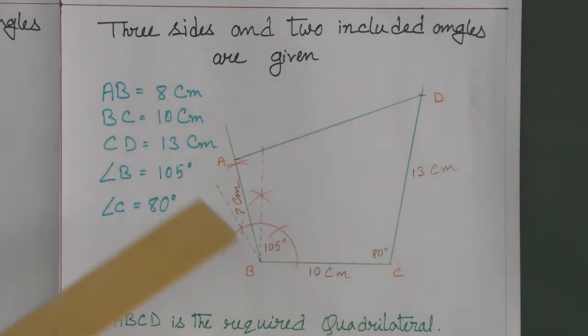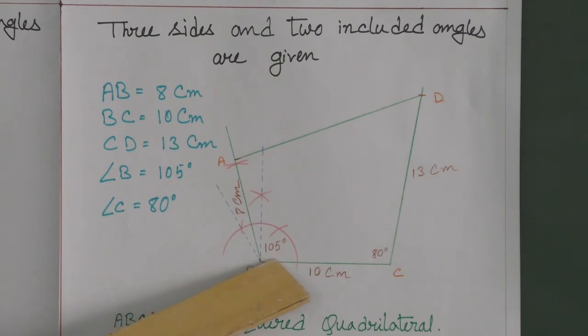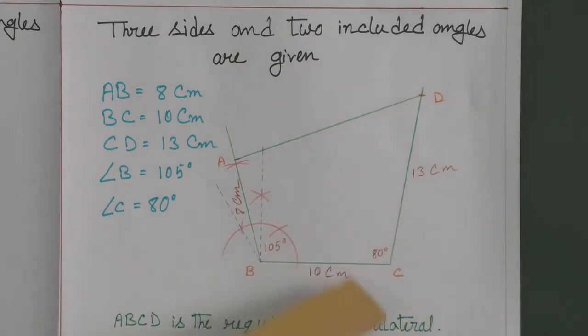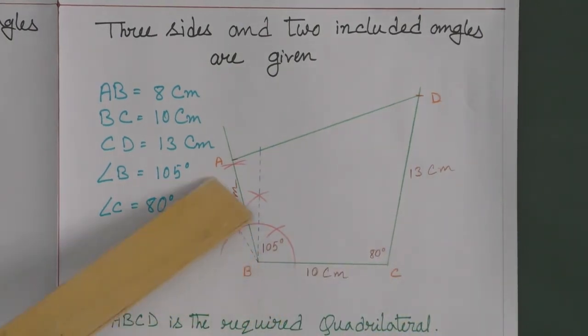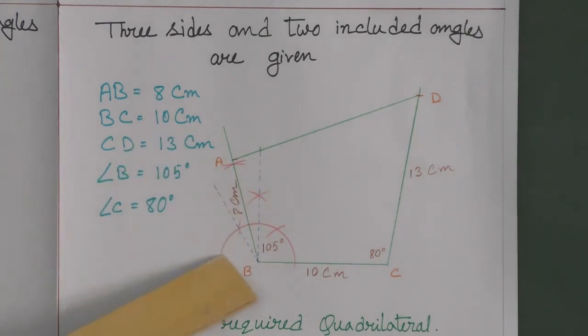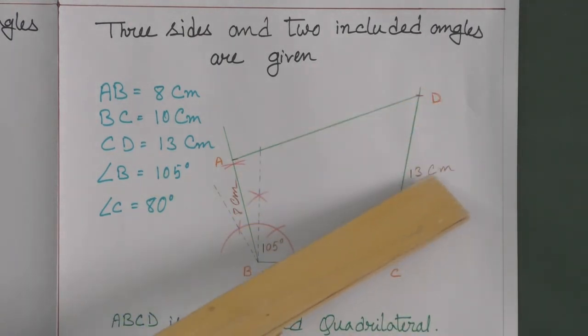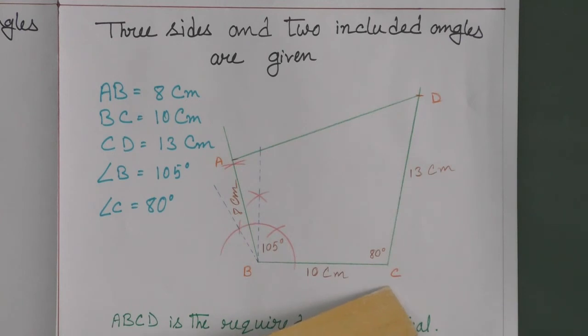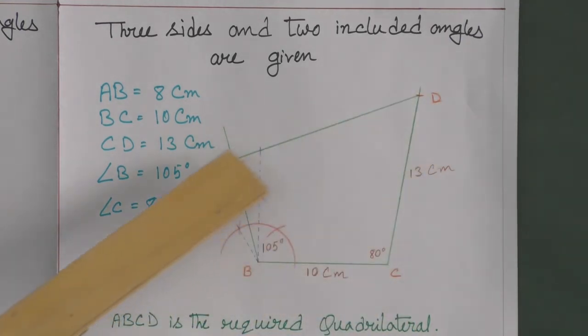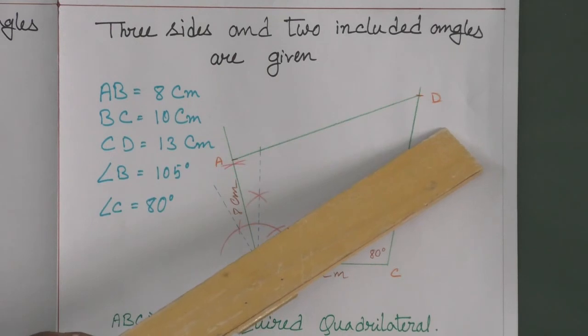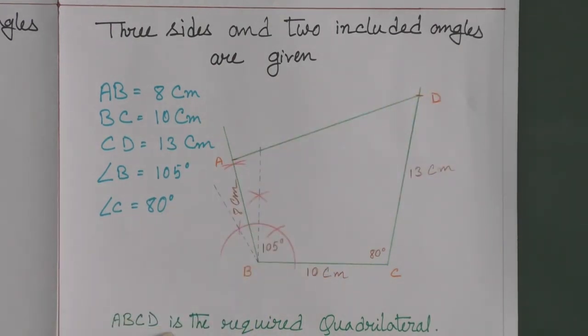Next we have to make an angle 105 degree at the point B and another angle 80 degree at the point C. Now to locate the point A, take the measurement 8 cm from the point B, and to locate the point D, take the measurement 13 cm from the point C. Join both the points A and D. So ABCD is the required quadrilateral.